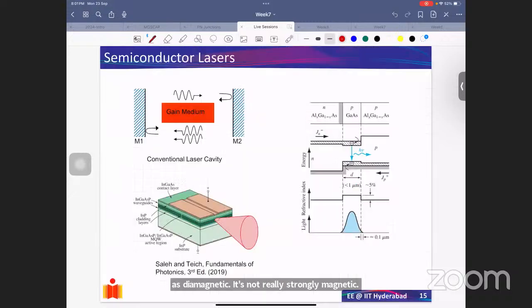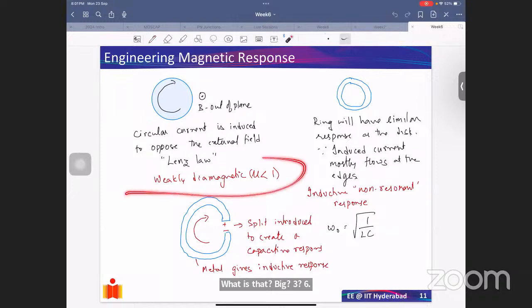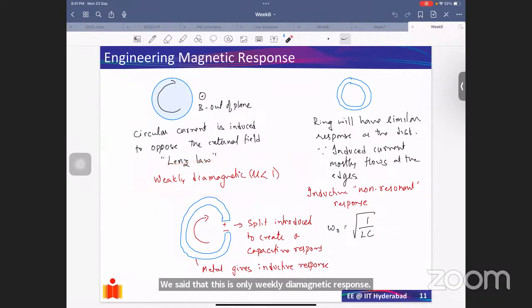If you look at this, what is that? Week 3, week 6. We said that this is only a weakly diamagnetic response. Mu is slightly less than 1, but it's not enough.